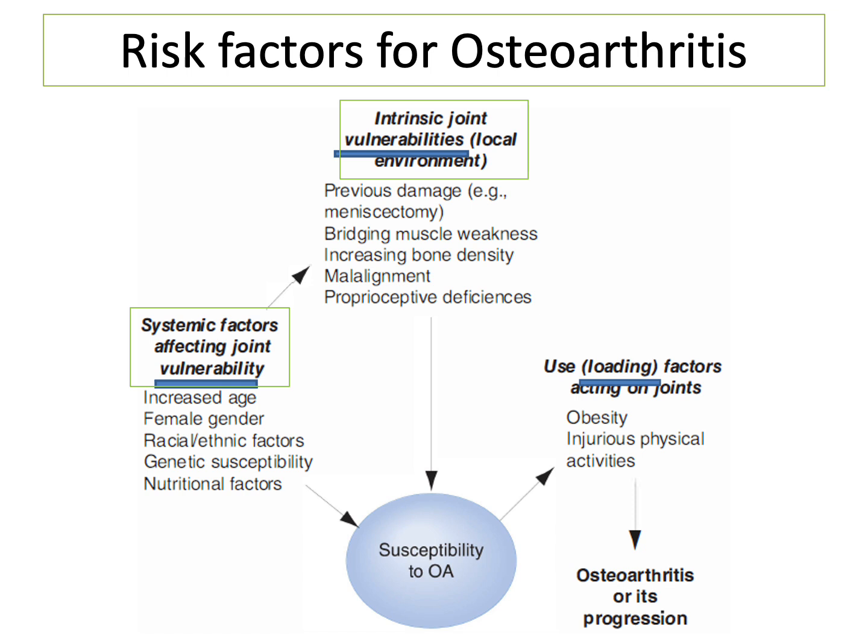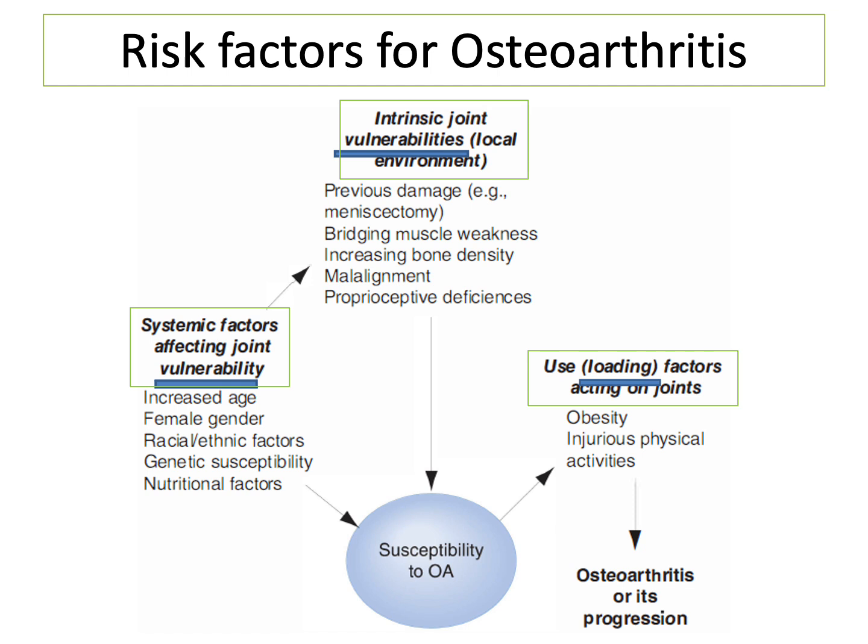Bridging muscle weakness. Muscles that bridge the joint become weaker with age, especially the quadriceps muscles. Increasing bone density. A person with increased bone density is at high risk of osteoarthritis. Malalignment. If there is anatomic or developmental abnormality which started during childhood, and proprioceptive deficiencies.